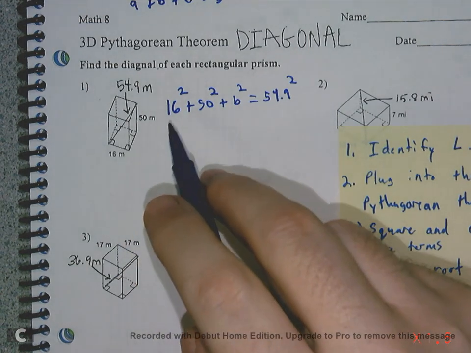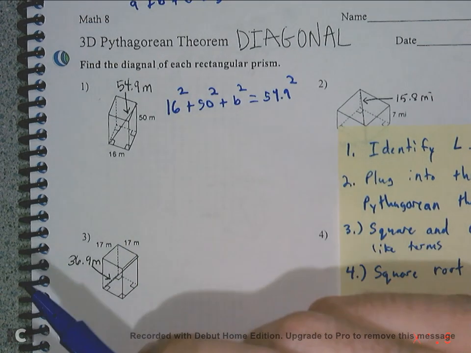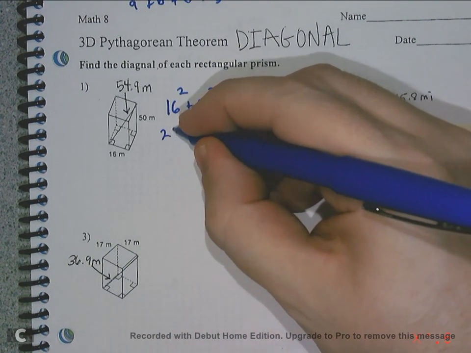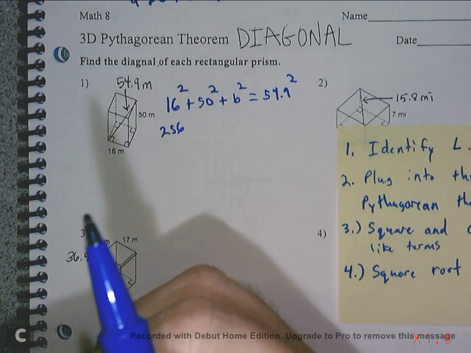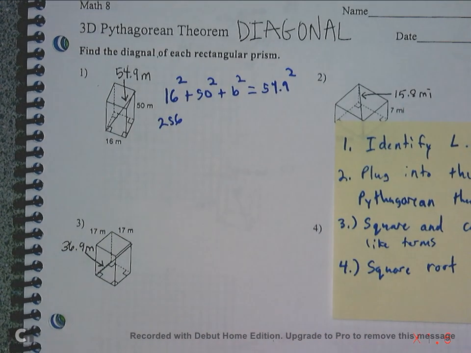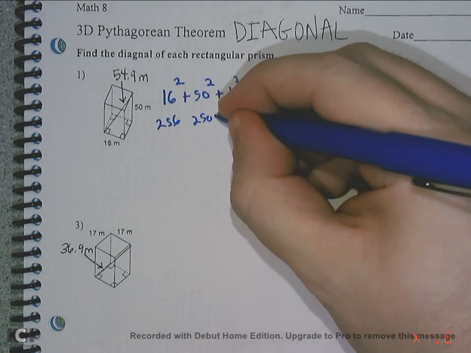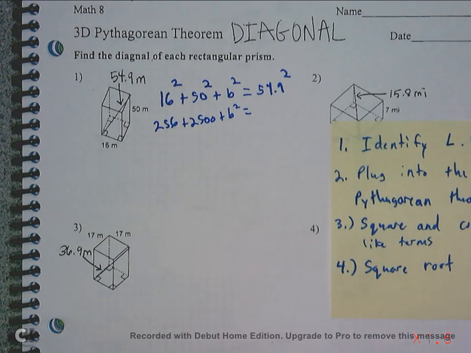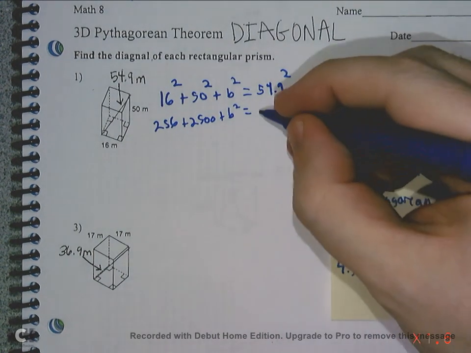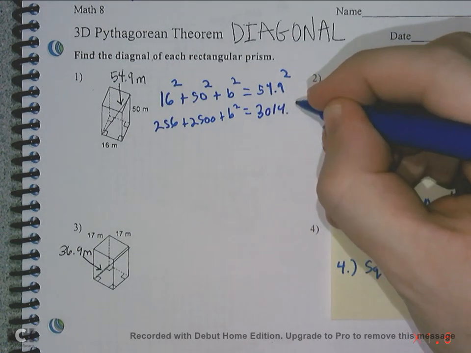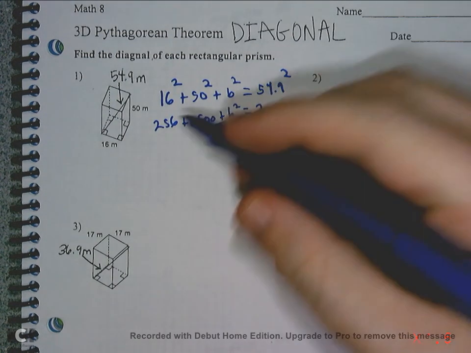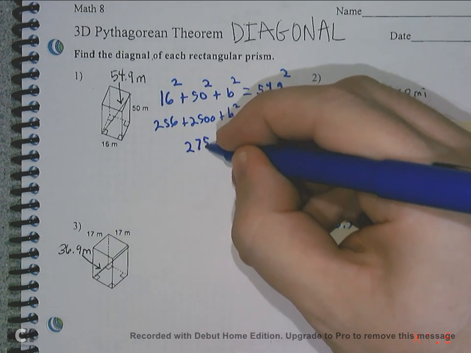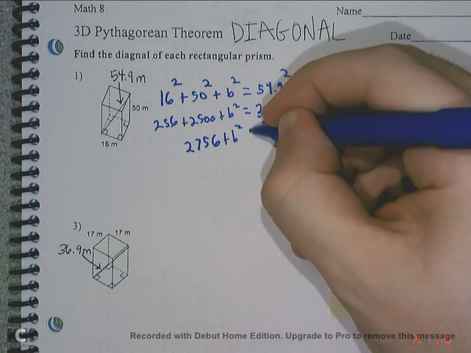So first thing I'm going to do is square all my numbers. So 16 squared is 256. 50 squared is 2,500. And then plus B squared is going to equal 54.9 squared, which is 3,014.01. Okay? Combine these two, you're going to get 2,756 plus B squared equals 3,014.01.